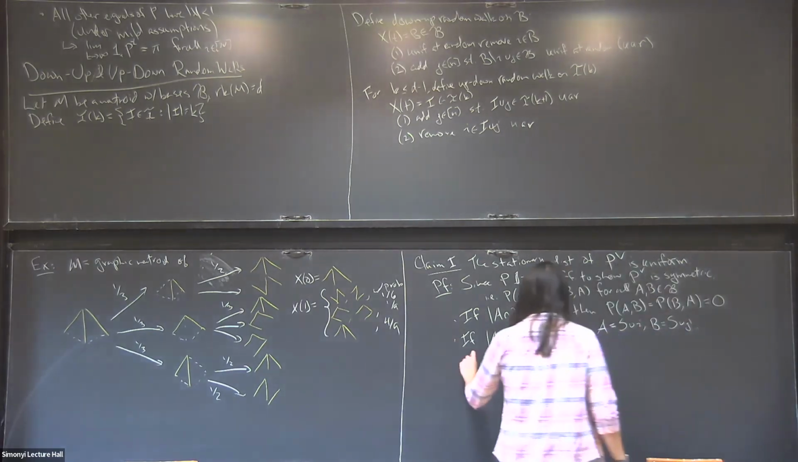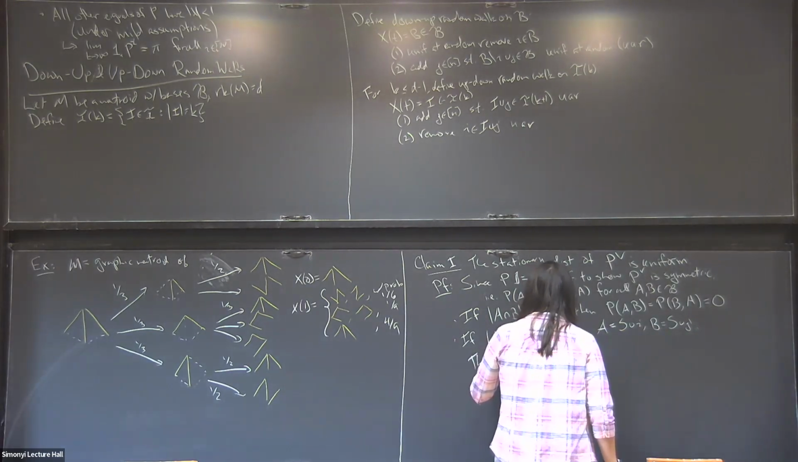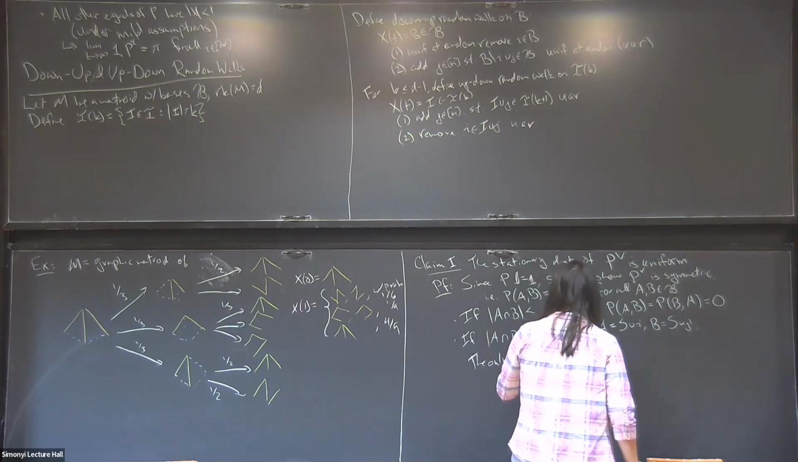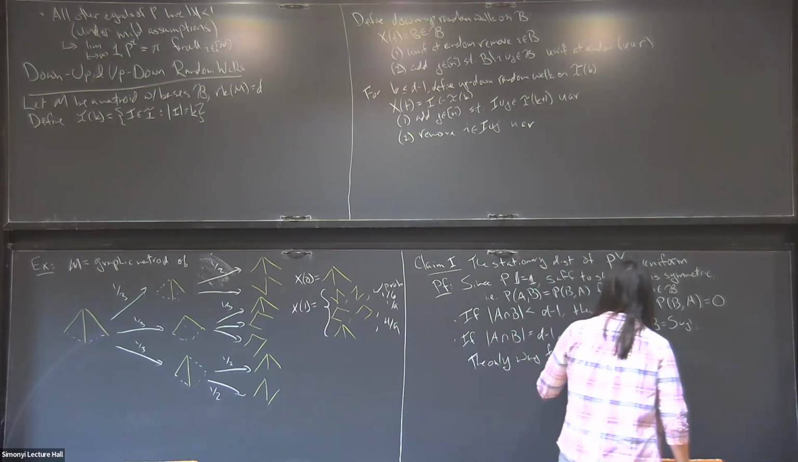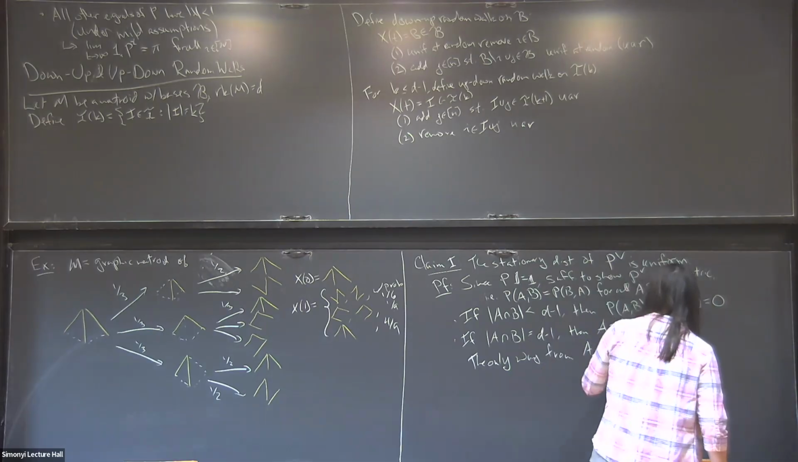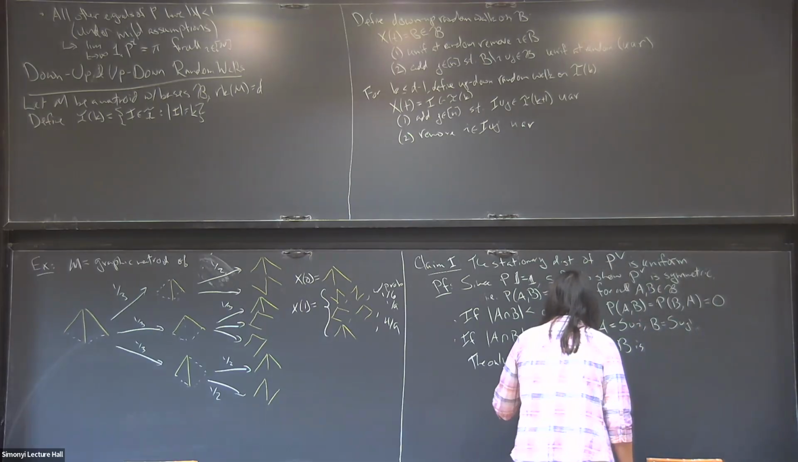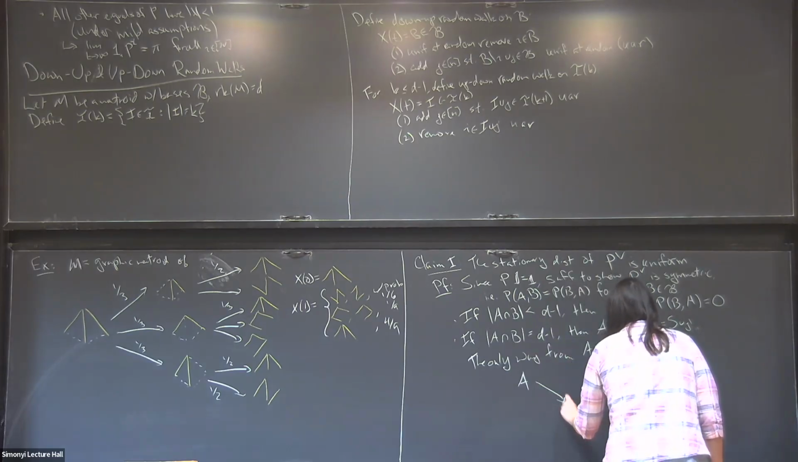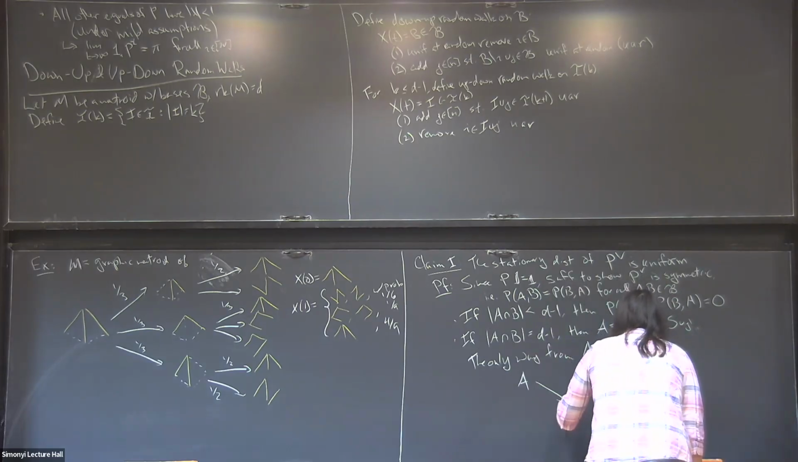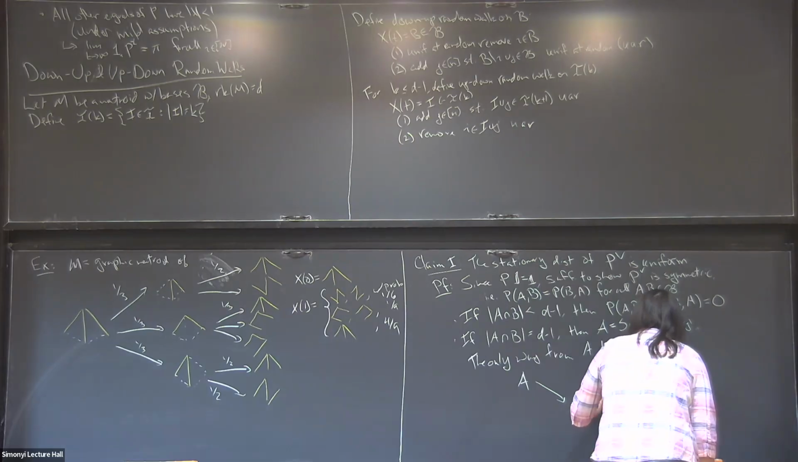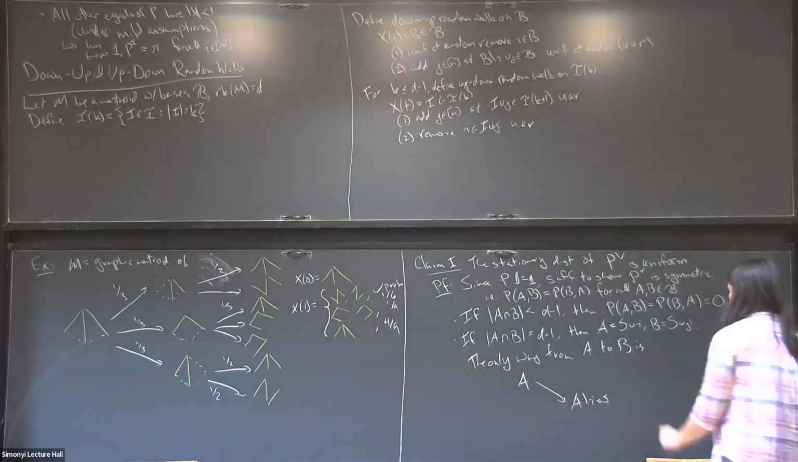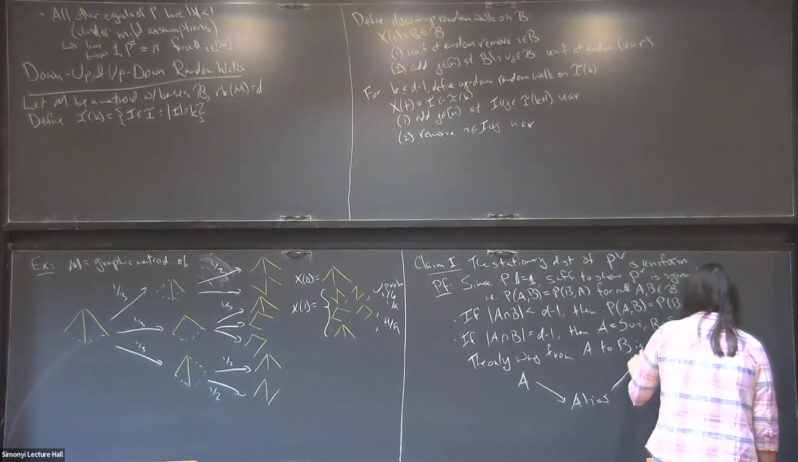So the only way from A to B is I start at A, then I remove I, also known as S, and then I have to add J.